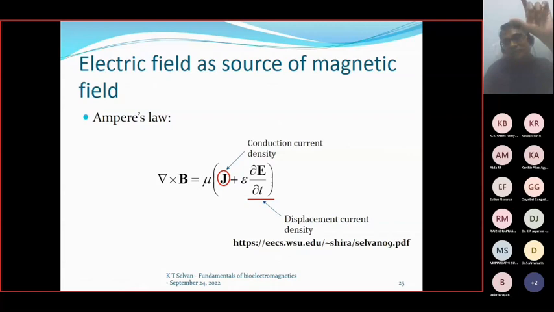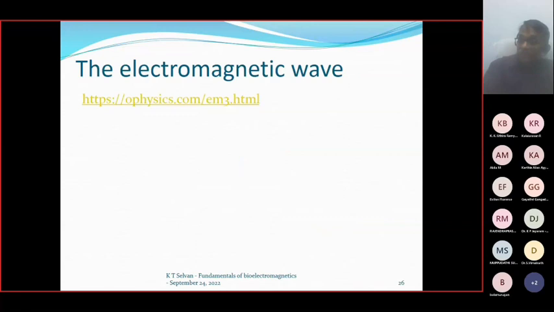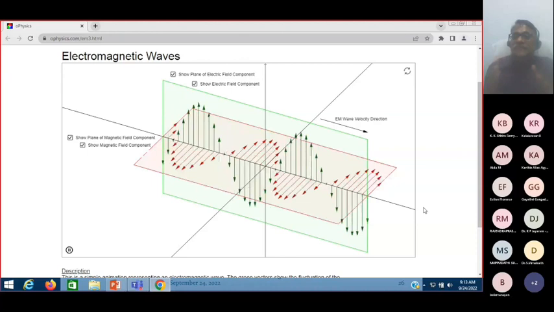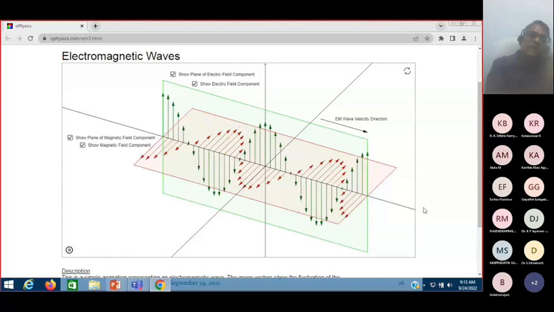Now, a time-changing electric field produces a magnetic field. This idea leads to the electromagnetic wave. Let us look at this simple animation. I will just start playing this. As the name implies, an electromagnetic wave comprises both an electric field and a magnetic field. One way of looking at this is that both have to be time changing and therefore they are coupled.